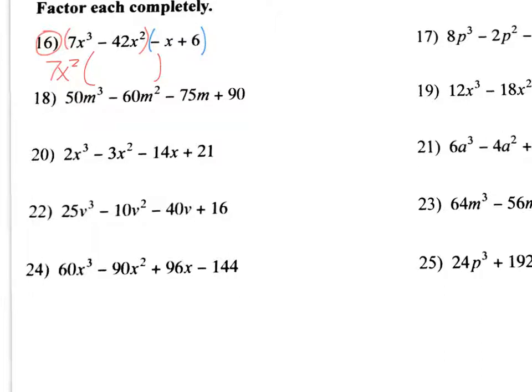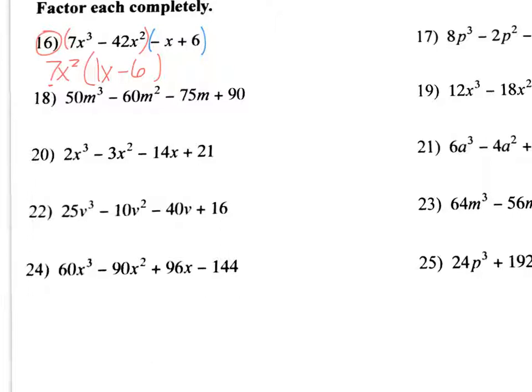So now we do the reverse distributive again. 7 times what is 7? That would be 1. I had x to the second. I took 2 of them out, so what's that leave? That leaves just x. 7 times what is negative 42? That would be a negative 6. And then I had 2 x's, and I've taken both of them out.